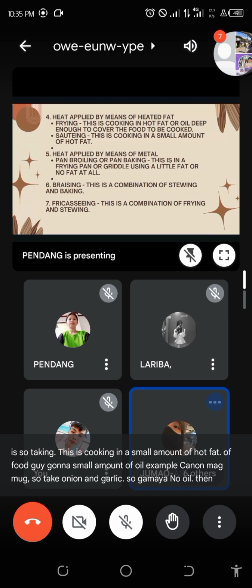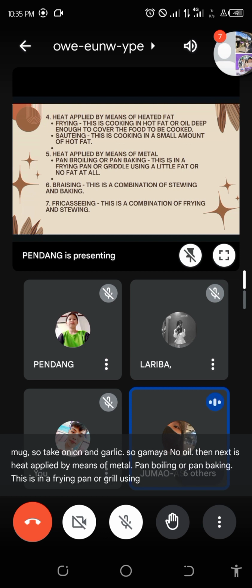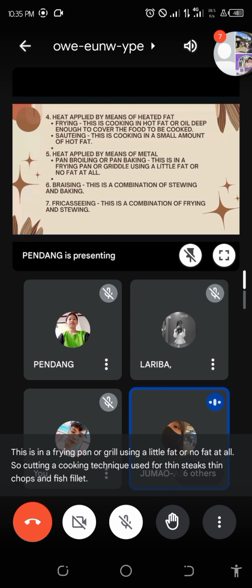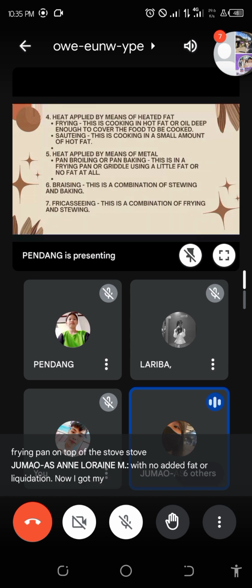Then next is heat applied by means of metal. Pan broiling or pan baking. This is in a frying pan or griddle using a little fat or no fat at all. So kaning a cooking technique used for thin steaks, thin chops, and fish fillet. It is a dry cooking method done in a frying pan on top of the stove with no added fat or liquid. Pwede rin siya nga naay gamay nga oil or walay oil ang gamiton sa pagluto.